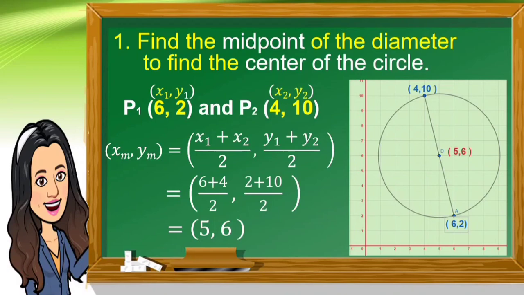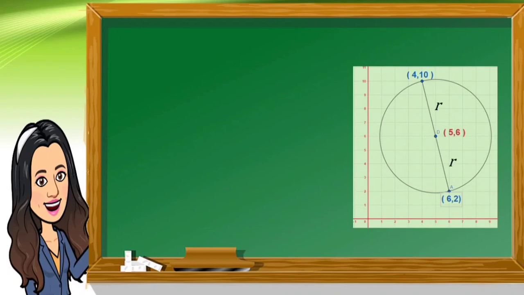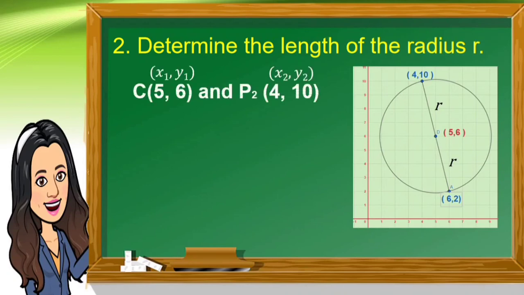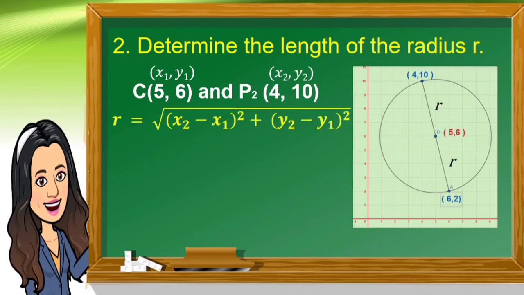Take note that when we are going to find the equation of the circle, we have to find the center and the radius of the circle. We have already found the center of the circle, but we will look for the length of the radius r. So, to find the length of the radius r, that will be our next step. And we will use the coordinates of the center of the circle and one of the endpoints of the diameter. Let us choose (4, 10). To find the length of the radius r, we will use the distance formula.